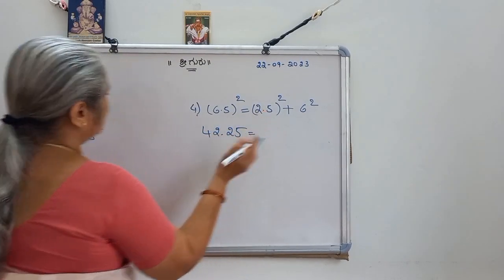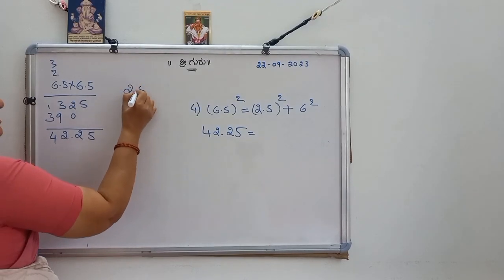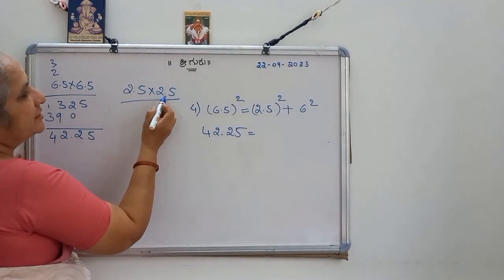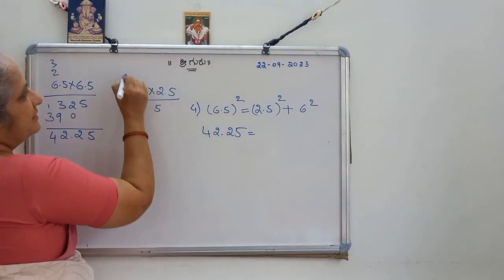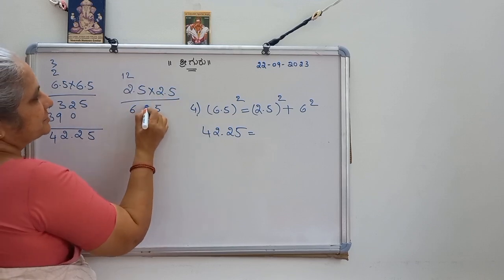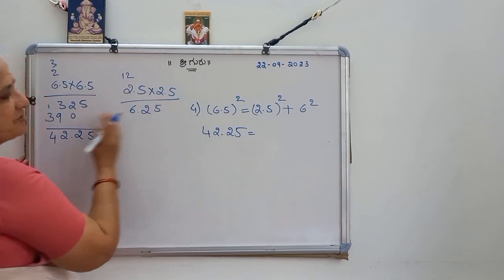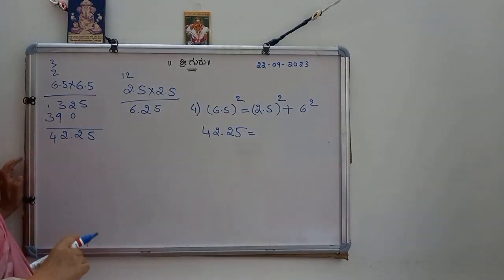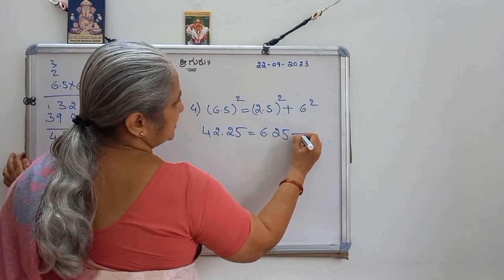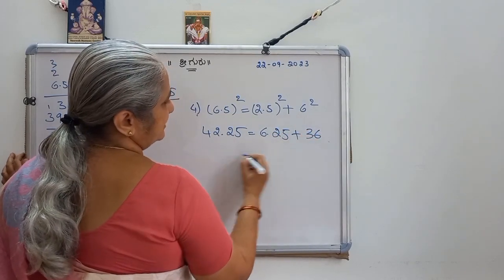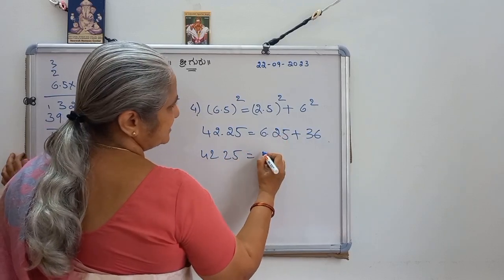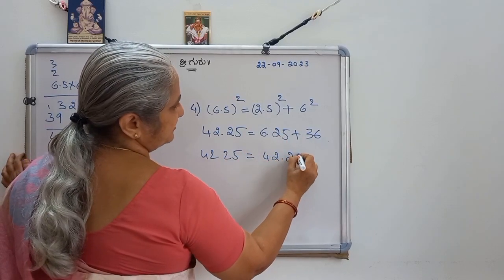42.25 is equal to, and 2.5 into 2.5 is 25 5s are 125, 12 carry, 25 2s are 50 plus 12, 62, and after two decimal places from the right we have to put a decimal point. 6.25 plus 6 6s are 36, that is 42.25 is equal to 36 plus 6.25.